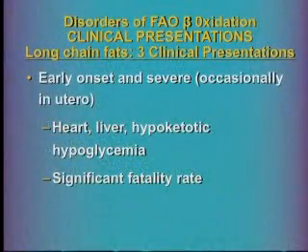There are 3 phenotypes for VLCAD. Early onset and severe, so these kids can be sick when they come out or sick in the first couple of years of life. Heart involved, liver, hypoglycemia without ketones, and they have a significant fatality rate. The muscles that are involved are muscles that really depend on fat for their energy. So really we'll see a lot of heart, liver, and skeletal muscle.